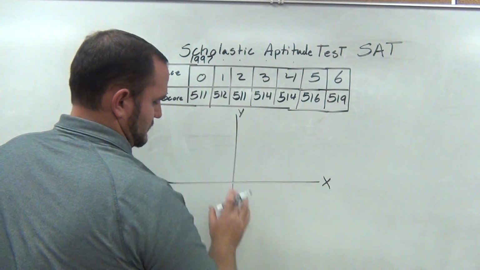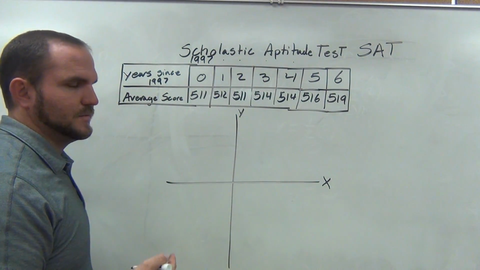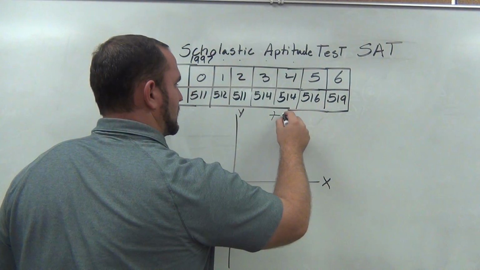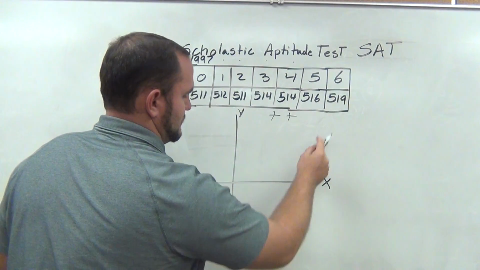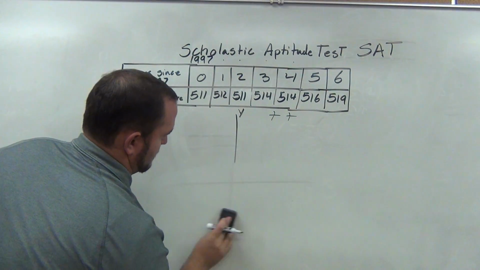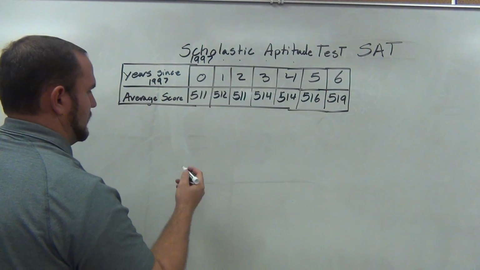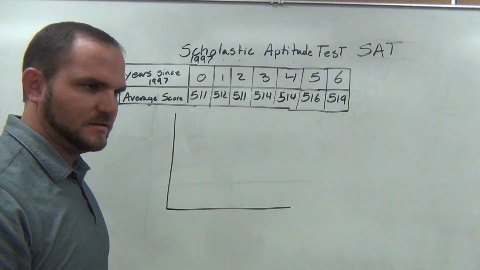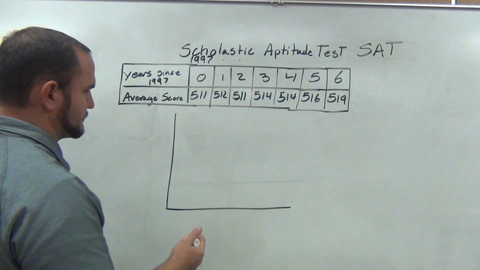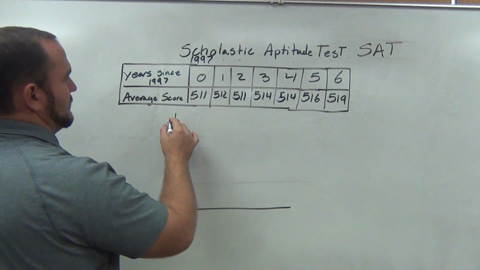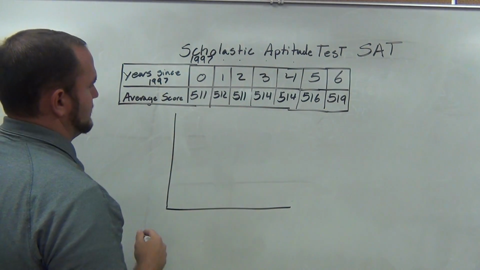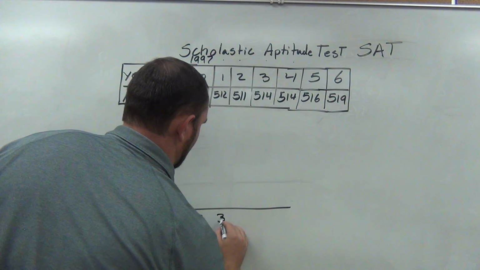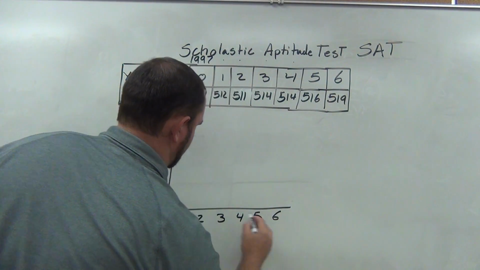This would be a normal table, right? You'll also notice something else. Because all of these are positive, we can just use this corner. You don't have to make the entire thing. So let's just make this corner. What you might notice is a different type of graph. So we're going to go with years since 1997. So we're going to go ahead and go 0, right? 1, 2, 3, 4, 5, and 6.